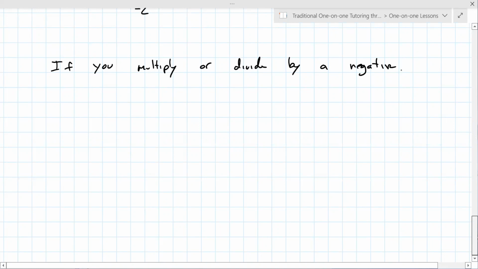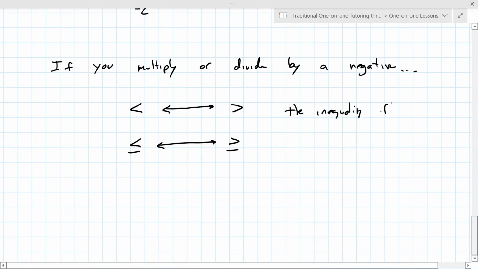here's what happens. If it's less than, it goes to greater than. If it's greater than, it goes to less than. If it's less than or equal to, it goes to greater than or equal to. If it's greater than or equal to, it goes to less than or equal to. In other words, the inequality flips.